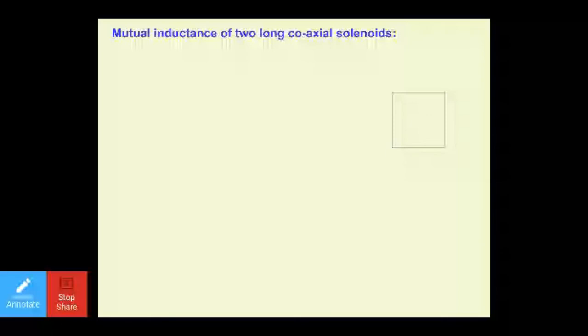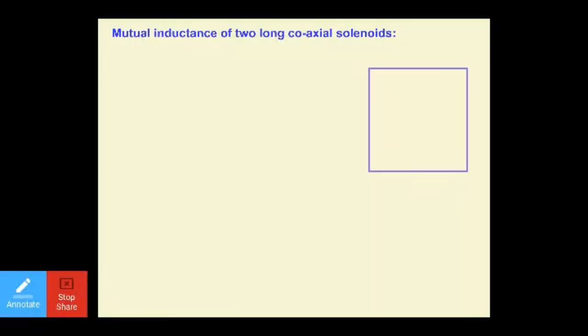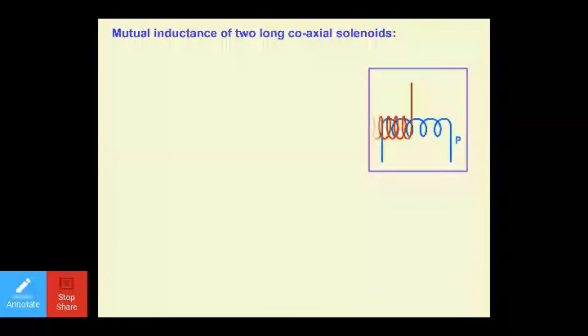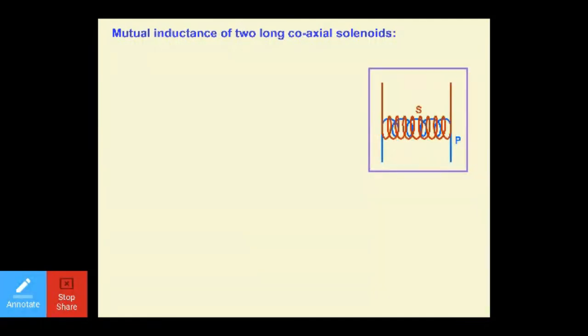Let's talk about the next one. Mutual inductance of two long coaxial solenoids. This is the primary. This is the secondary. A galvanometer is attached to the secondary. The length of the primary and the secondary is l, and the area is A. The current flowing in the primary is I1. Right? So now what is happening? The magnetic field due to the primary solenoid is B1 is equal to mu naught N1 I1.